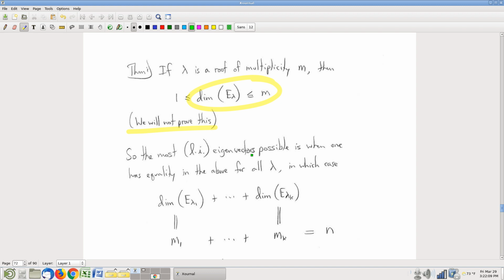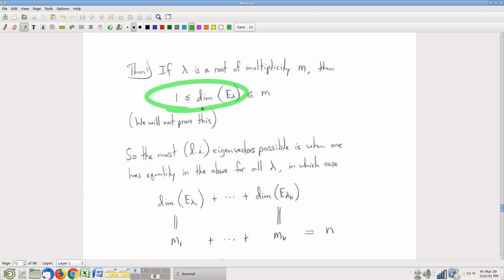But here's something you can prove, and I think everyone should do this on their own. It's a lovely little exercise, and that is prove that the number of eigenvectors you find will always be at least one. If you have an eigenvalue, in other words, a root of your characteristic polynomial, there will always be an eigenvector. It's not a hard proof.